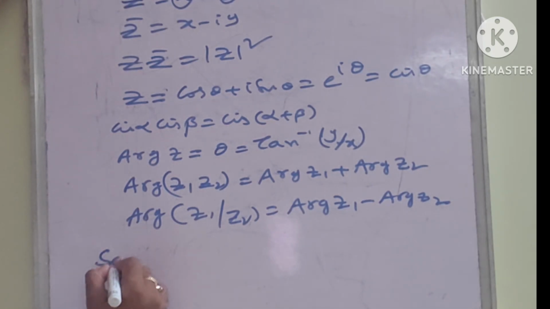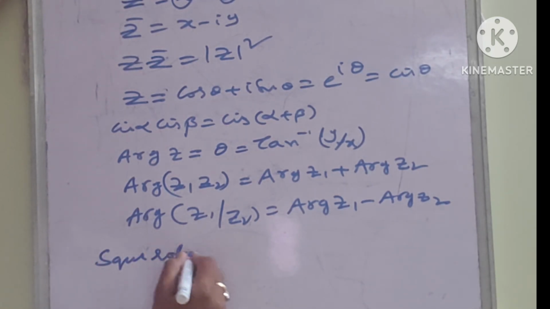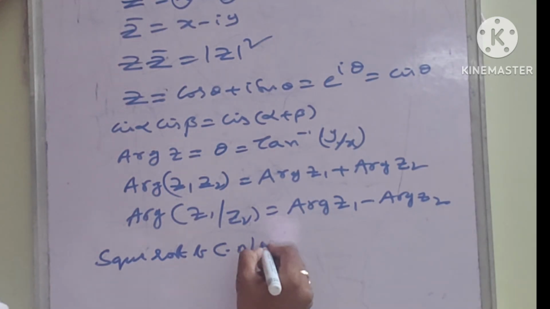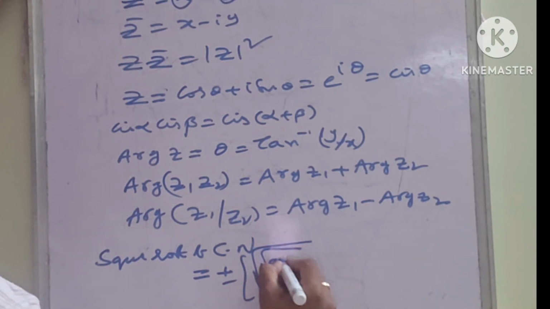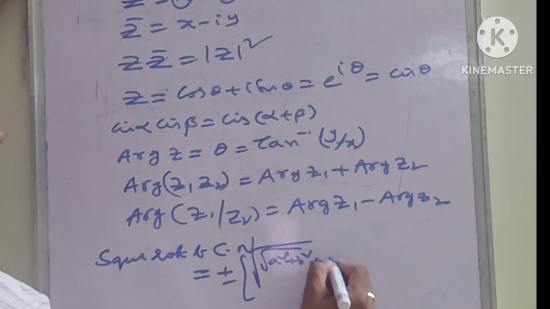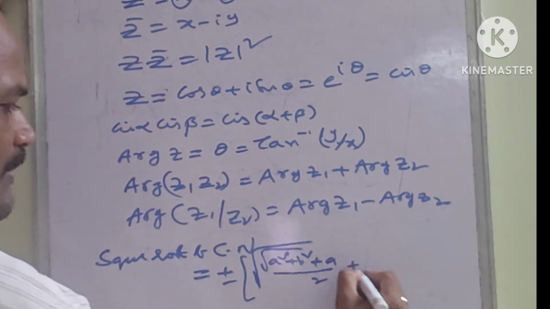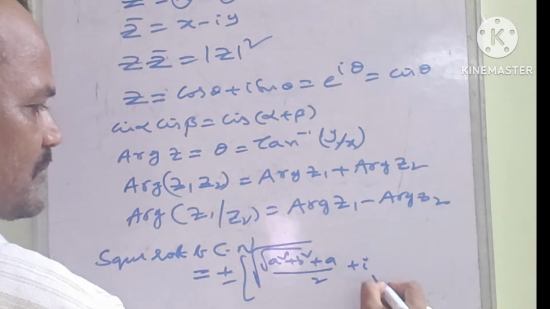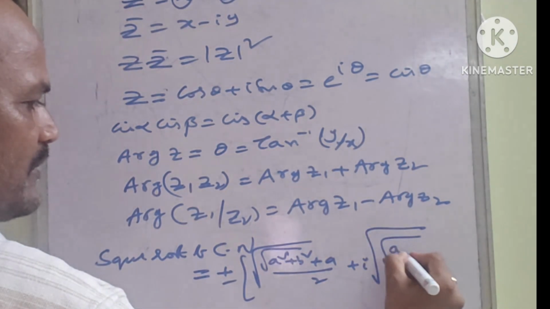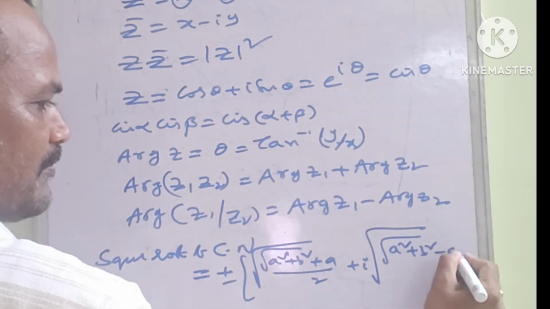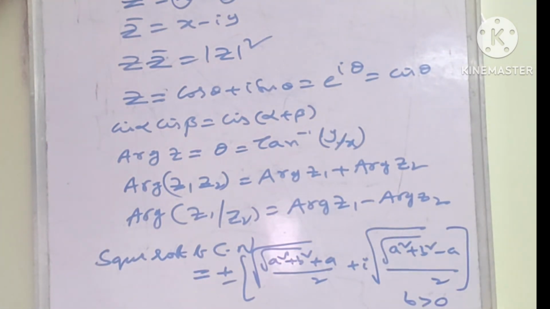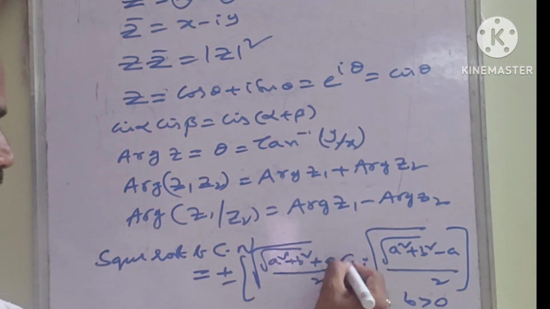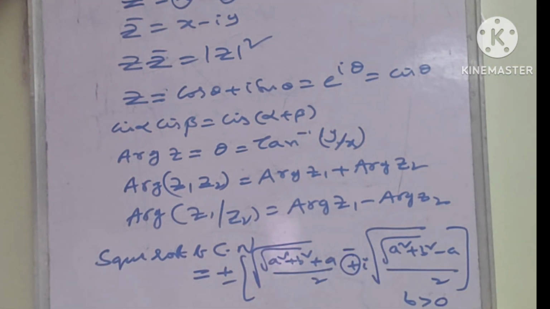Now the square root of a complex number is equal to plus or minus of square root of (square root of a square plus b square plus a) by 2, plus i times square root of (square root of a square plus b square minus a) by 2. Here b is positive. If b is negative, this sign is negative.